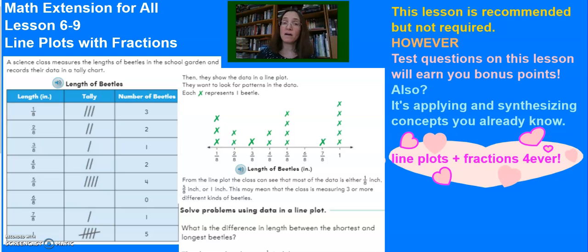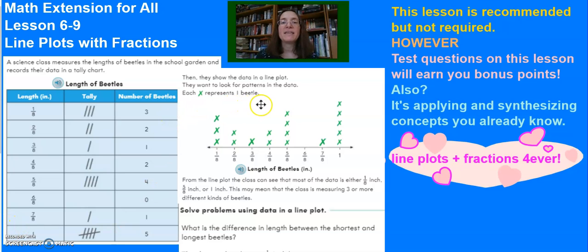When you do the test questions or even work in your workbook, you'll be given a tally chart of data. A science class measures the lengths of beetles in the school garden and records their data in a tally chart. The only change for this lesson, as opposed to our Chapter 5 lessons where we did a lot of line plots, is that now the data seems to be in fractions. So they found some beetles that were 1/8 of an inch long, some that were 2/8, 5/8, 1 inch long. So it looks like they were measuring with inches, and inches are often divided into eighths. You can see them on all the little rulers that you have.